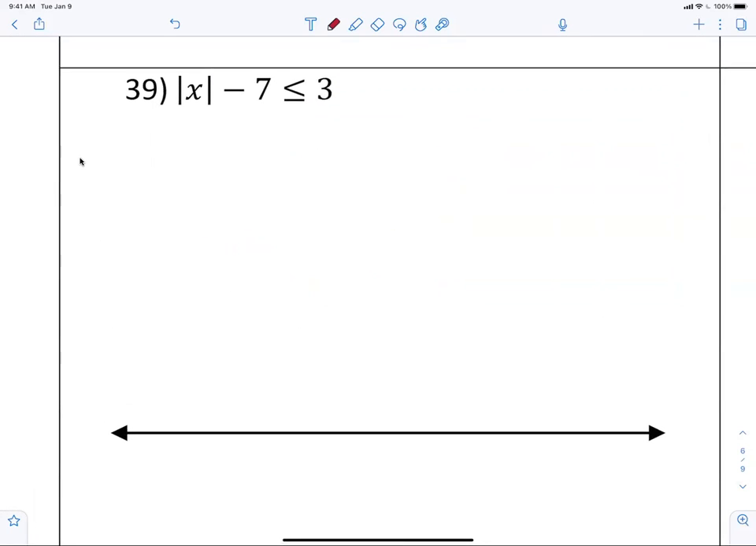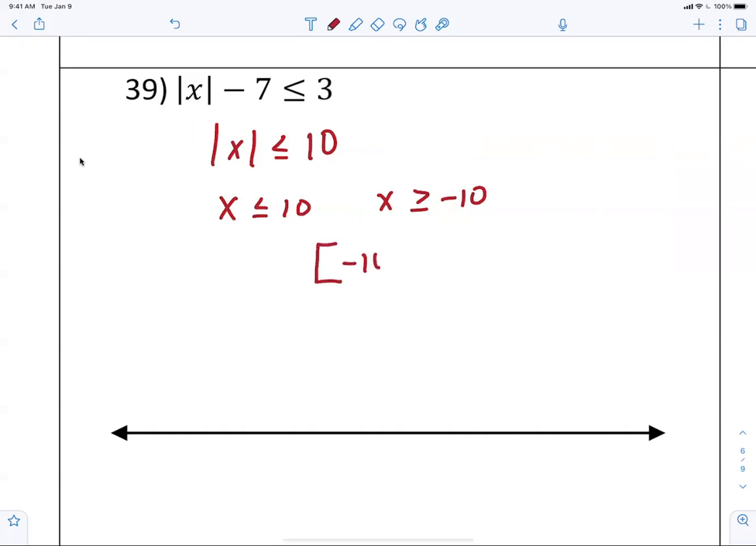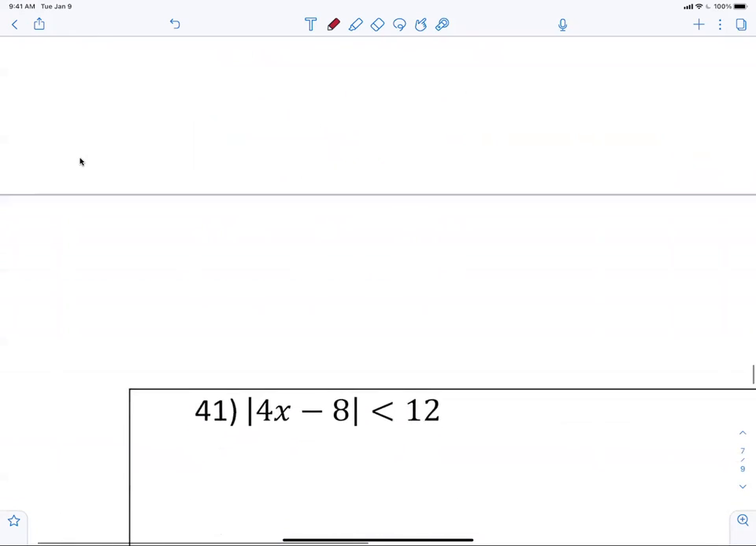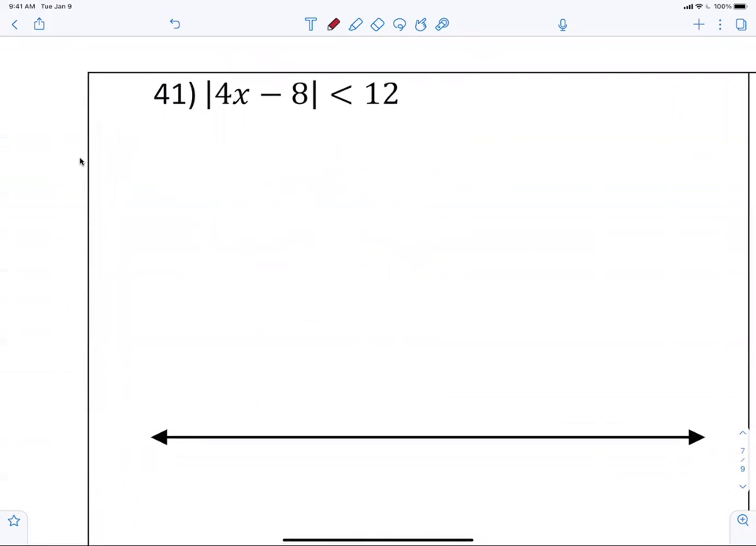39. Now we have to isolate first. So I have to add 7. Absolute value of x is less than or equal to what? 10. So x less than or equal to 10, x greater than or equal to negative 10. So this is definitely what? And there we go. Negative 10 to 10. Everybody good with that? All right, here we go. Let's knock out 41. 4x minus 8 less than 12. Adding 8.